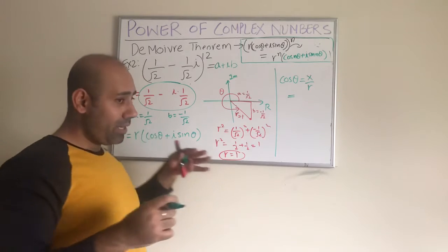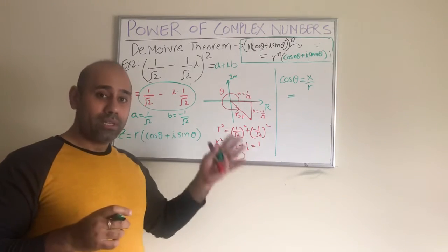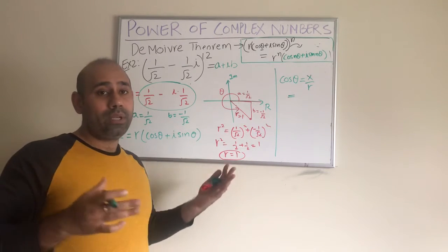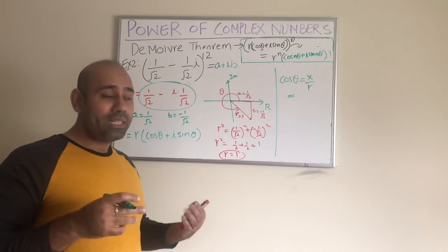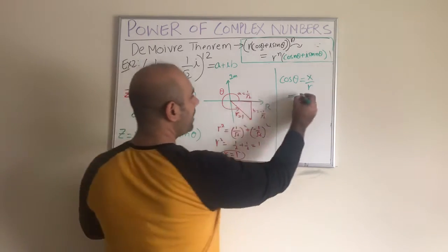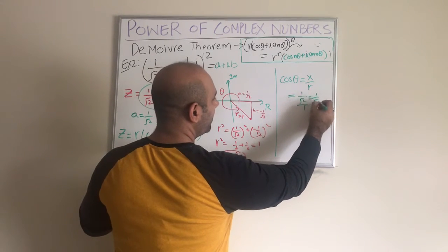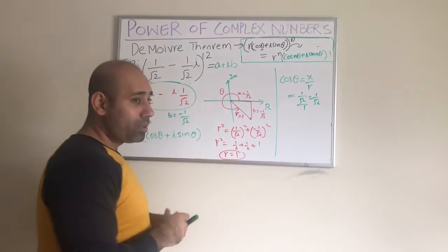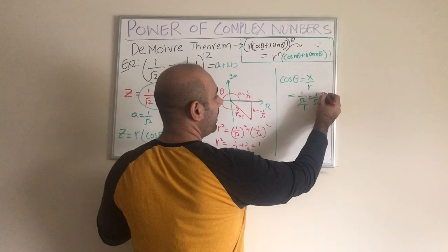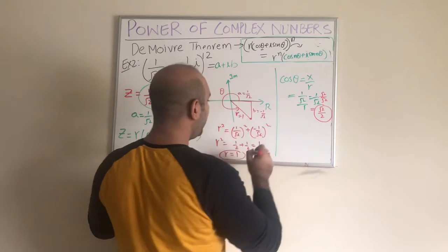X is going to be my horizontal or the real axis, y is going to be the imaginary or the vertical axis, and r is basically the radius of that circle, or you can also think of that as the hypotenuse. So x over r is going to be 1 over radical 2 divided by 1, which is just 1 over radical 2, but we don't like to have radicals in the denominator, so we rationalize, multiplying upstairs and downstairs by radical 2. What we get is radical 2 over 2. That is the cosine value.